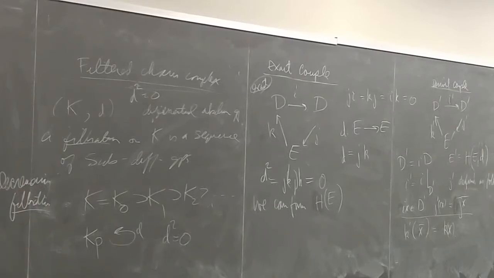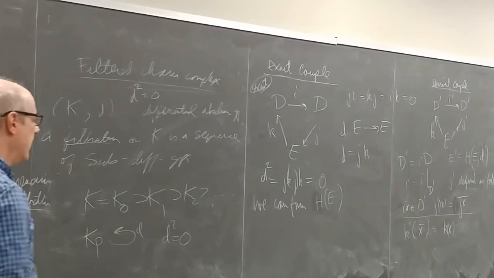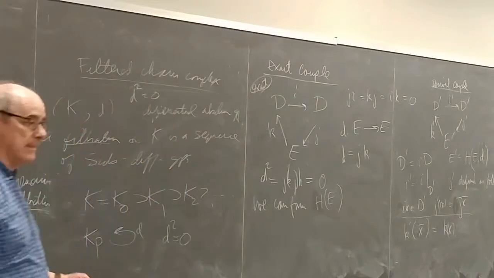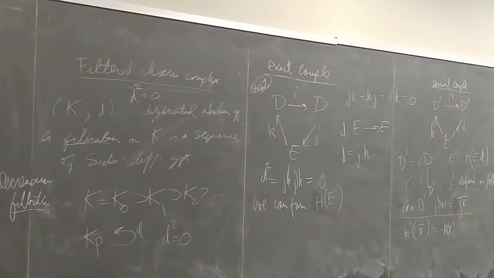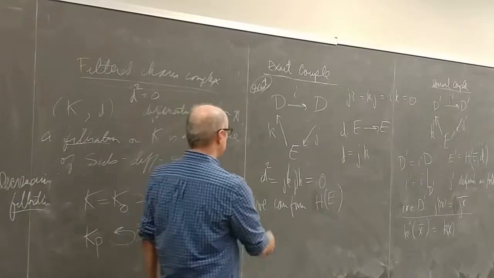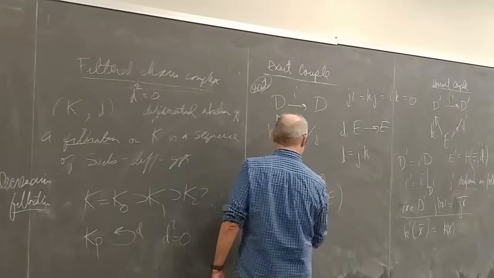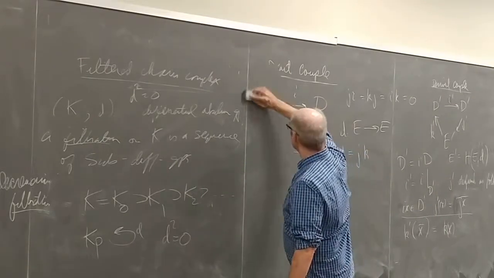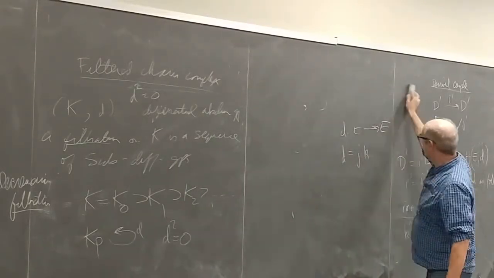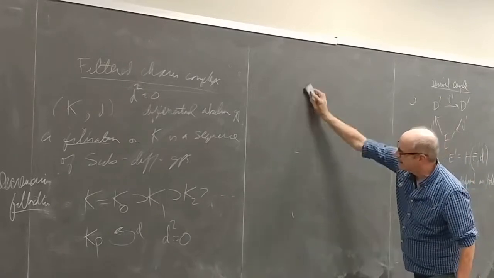Before I do that though, I'm going to put a grading on K, because that's a little bit more common. I should never say never, but it's a little unusual to encounter an ungraded exact couple. More commonly, these things have gradings on them. So let's just put the grading on it right now so that it will look a little more familiar.